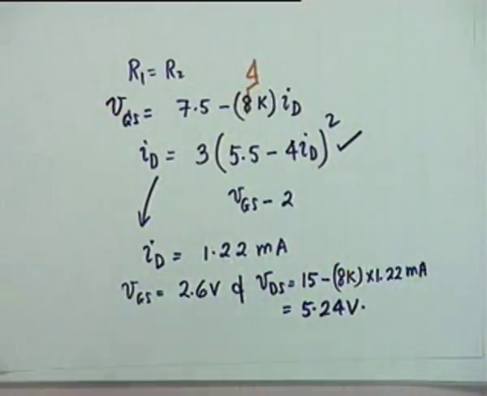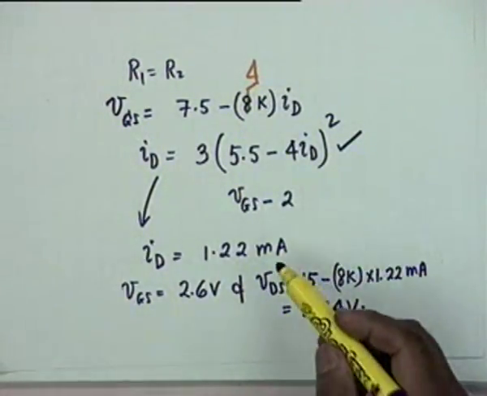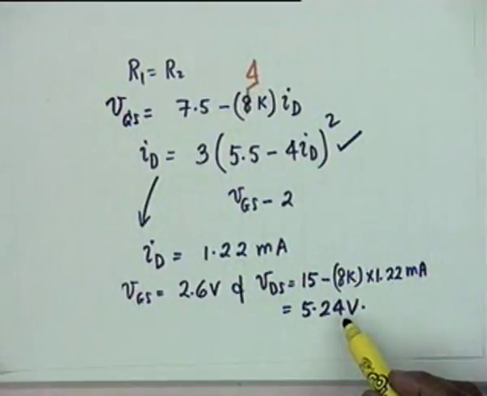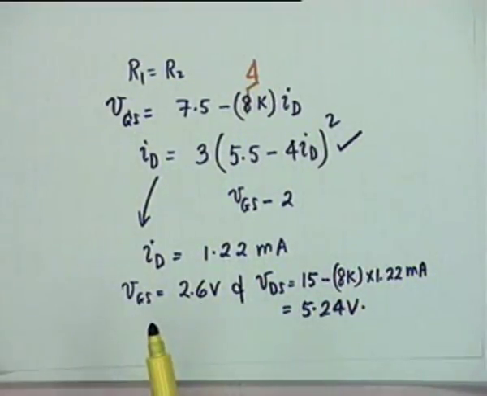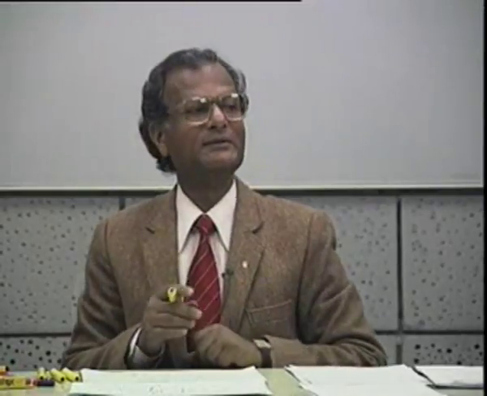Alright, this is the first part of the question. If R1 is equal to R2, this is the operating point, that is 1.22 milliampere and 5.24 volt at VGS equal to 2.6 volt. VGS now is required to be greater than VT, the threshold voltage, and VT was 2 volts. So 2.6 is an acceptable value.